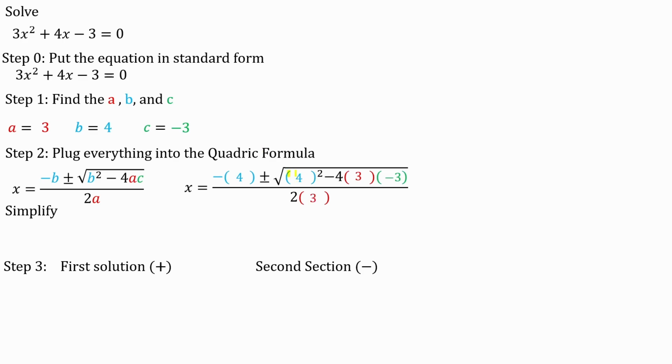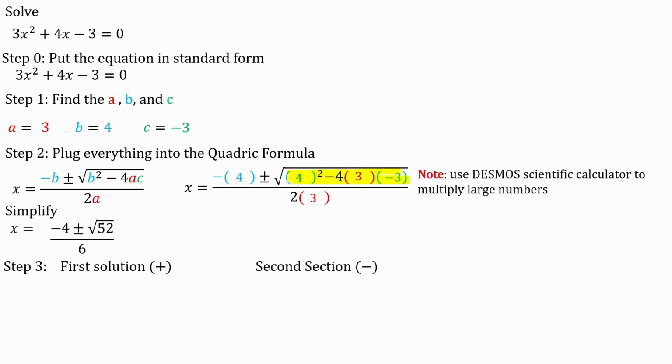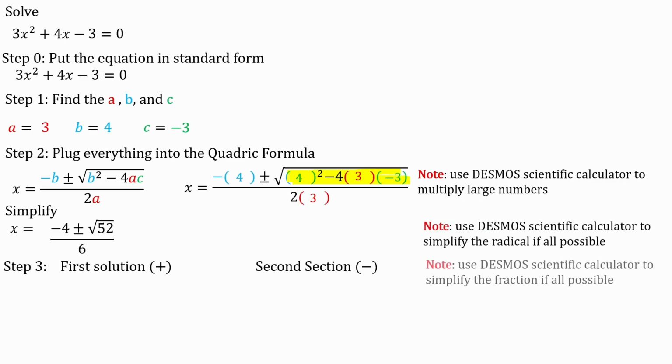I can now use Desmos to plug this in to see what's inside that radical. And I got that as radical 52. So my two solutions would be negative 4 plus radical 52 over 6. And the other one would be negative 4 minus radical 52 over 6. Those would be my two solutions.